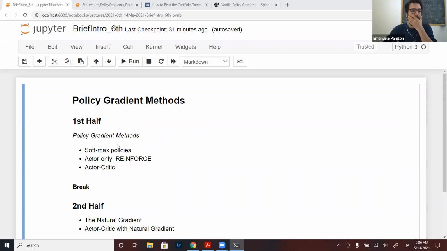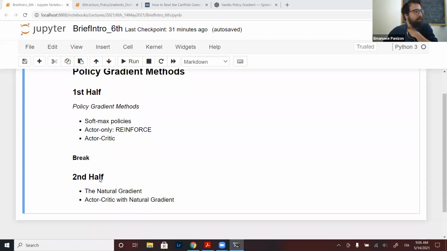Today is about policy gradient methods. So we will focus directly on policy instead of having to go through value functions. As always, we will have a certain break somewhere in the middle, but today I want to deal with basically three different algorithms.